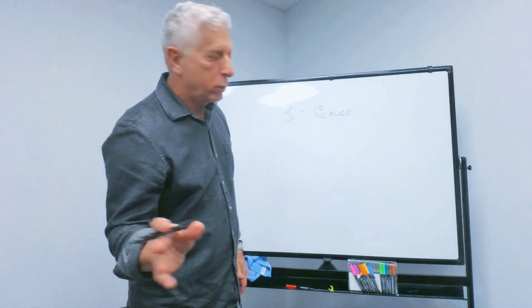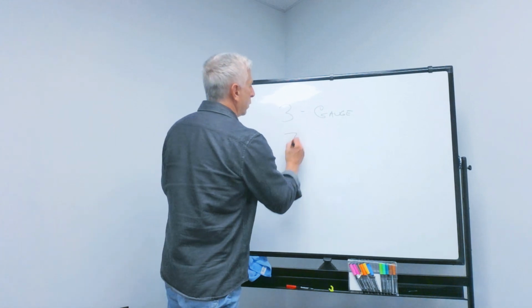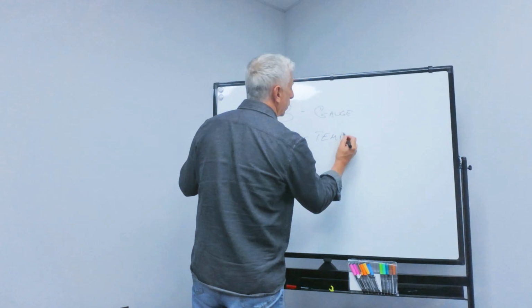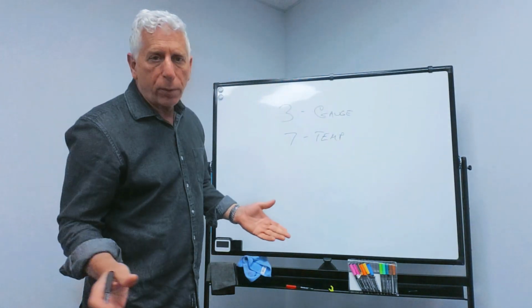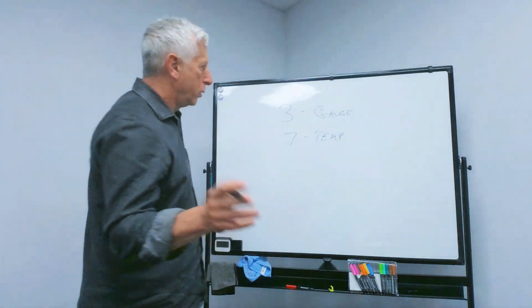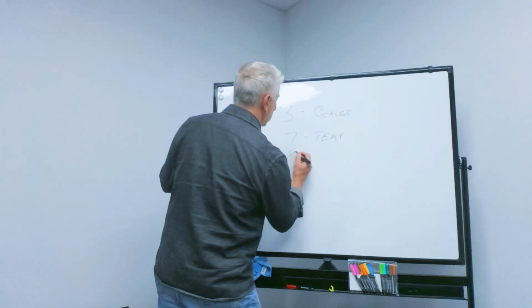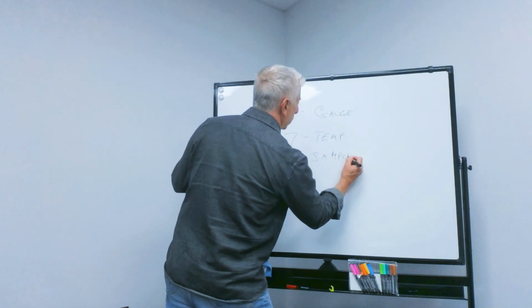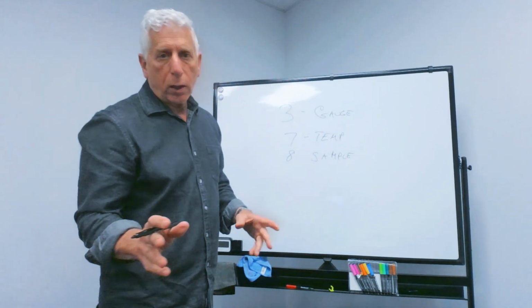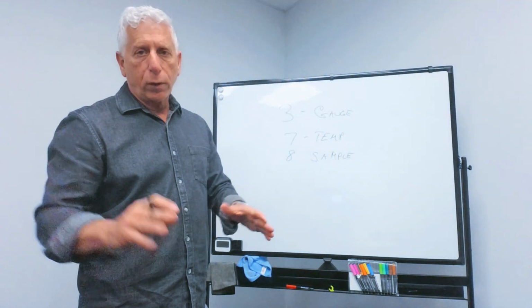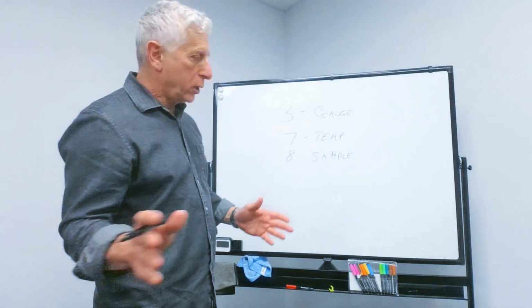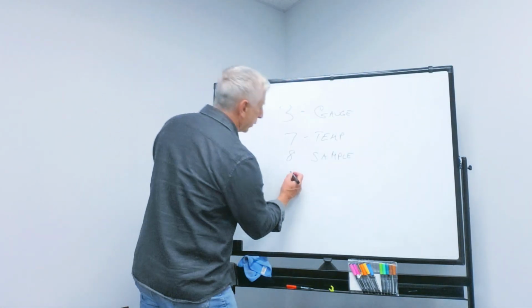What's the next thing you do? Chapter 7, temperatures. That's what you do on top of a tank. Next, chapter 8, you're going to sample. Then you've got chapters 11 and 12. You're going to go to the office, look at the chart, write some calculations down. 11 and 12 deal with calculations.